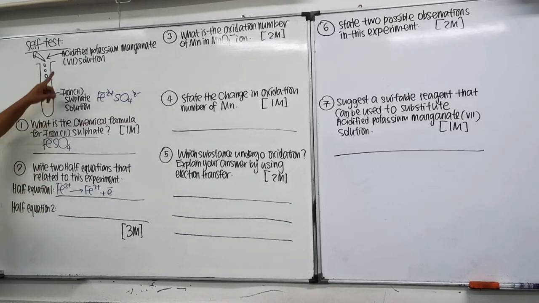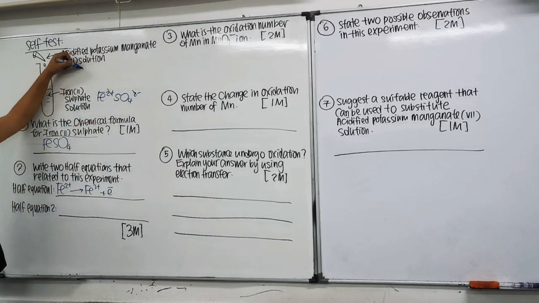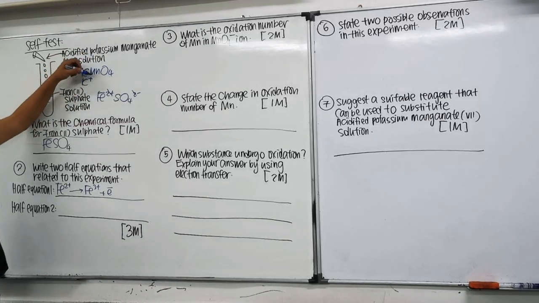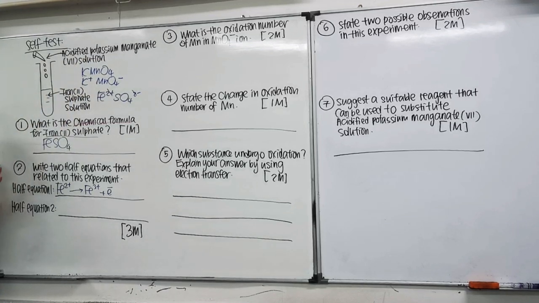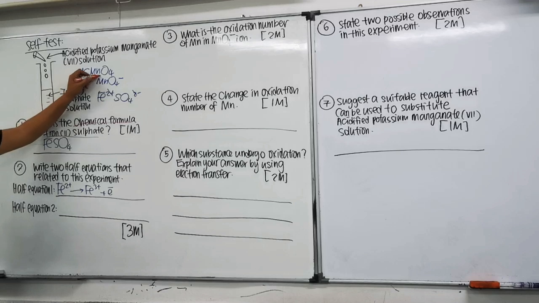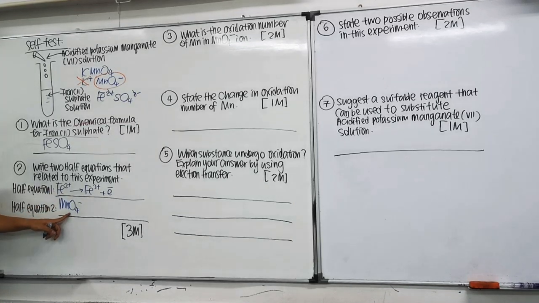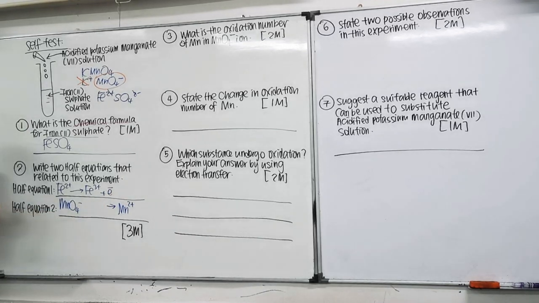The second half equation comes from acidified potassium manganate solution. I told you just now, potassium manganate is KMnO4. It consists of potassium ion K+ and manganate MnO4. Normally potassium ion doesn't react, so we don't bother with potassium, we focus on the manganate. So write manganate first, MnO4-. Remember, MnO4- upon reacting becomes Mn2+. This one, no choice but must memorize.